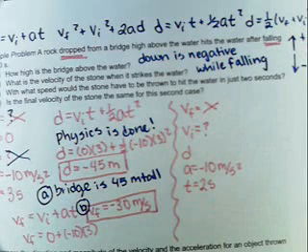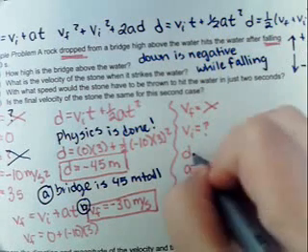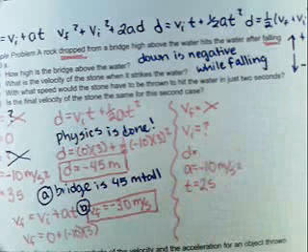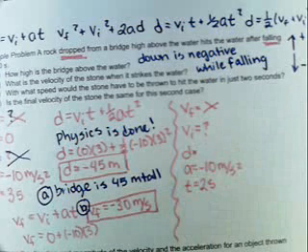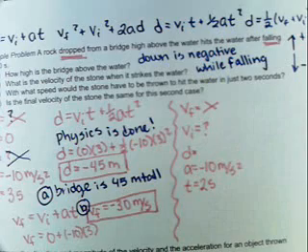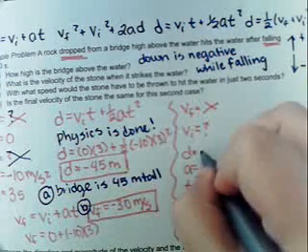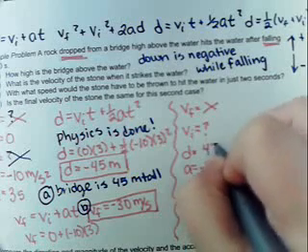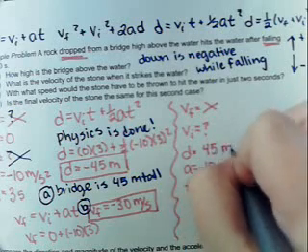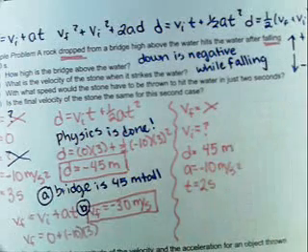We don't know anything about final velocity, that's part D. And so now we only have two numbers, but it's still being dropped from the same bridge, so we can use 45. Should we use positive or negative 45? What do you think?